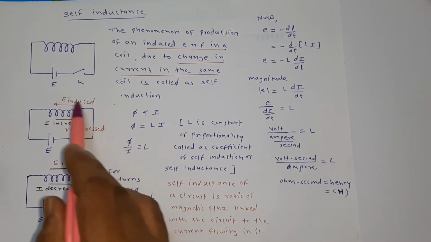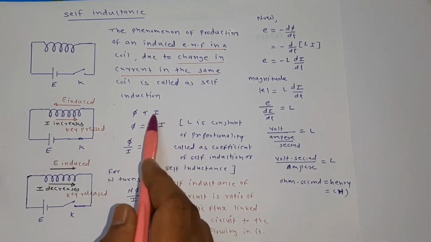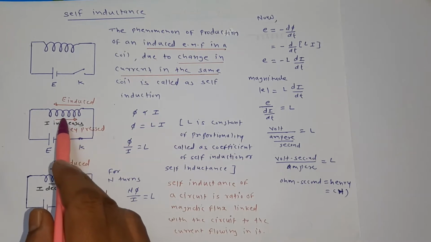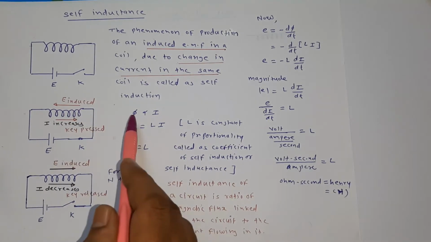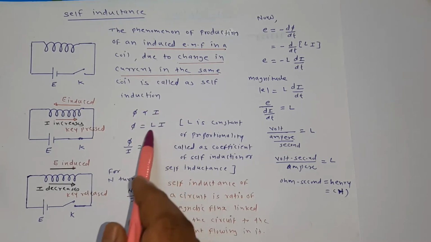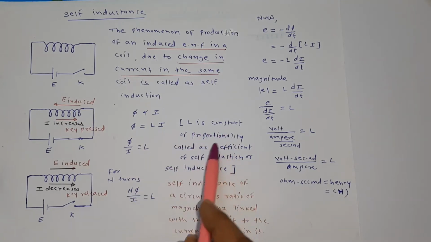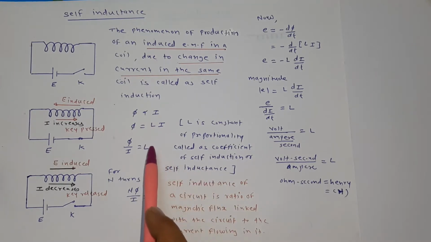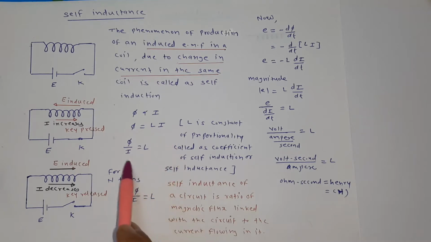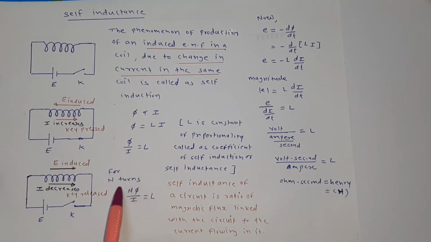Now the flux which is produced here is directly proportional to current, because the more the current, the more the flux change, and the less the current, the less the flux change. So flux is directly proportional to I. If I remove the proportionality sign, you can write a constant, that is L. So L is the constant of proportionality called the coefficient of self-induction or self-inductance. Or we can say L is equal to flux, that is phi upon I. If you have a number of turns, then you simply multiply by N. So N phi upon I is equal to L. So number of turns times magnetic flux upon current is equal to self-inductance.